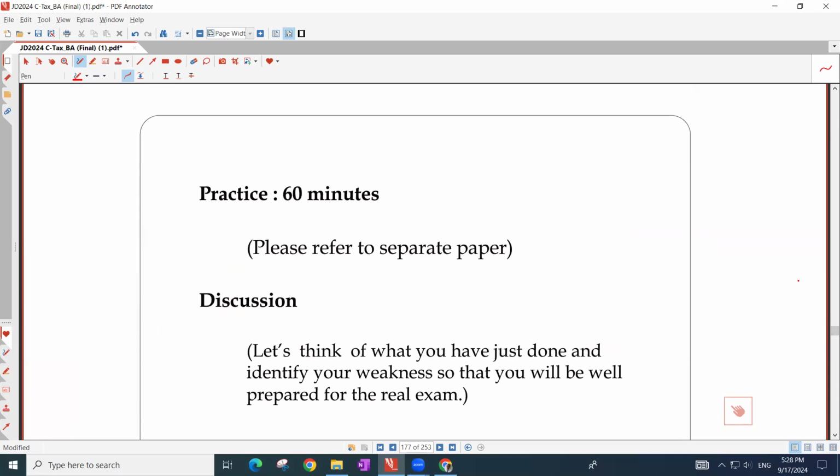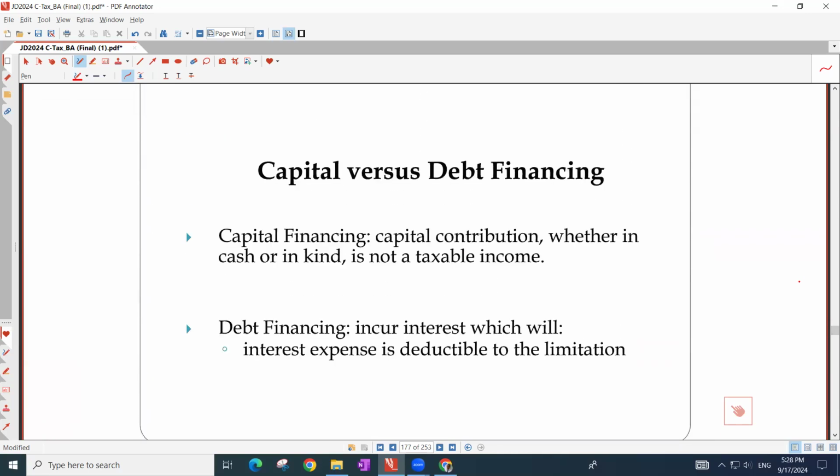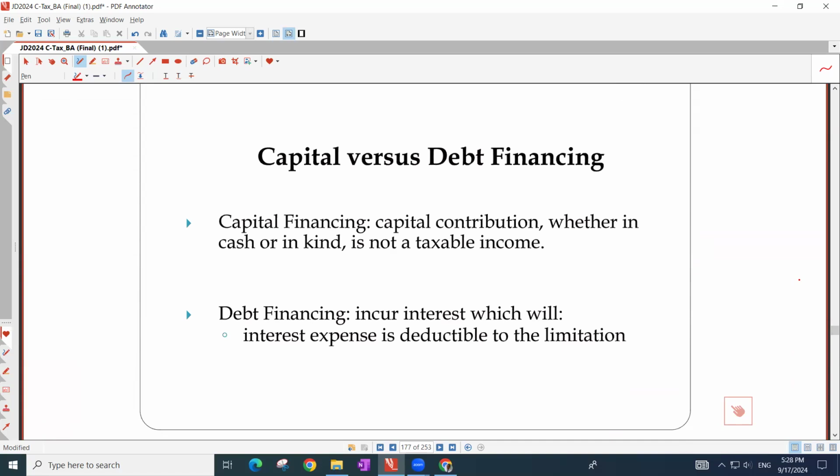Last one. Capital versus debt financing. I think you already know, right? Capital financing is a capital contribution, whether in cash or in kind, and is not taxable. So if you contribute as capital, as equity, in the company, whether in cash or in kind, you are not subject to tax on income.